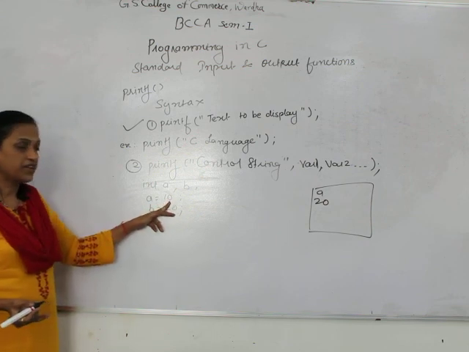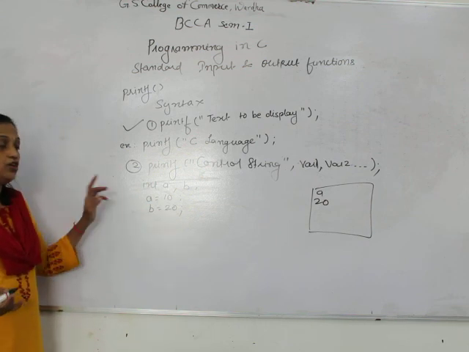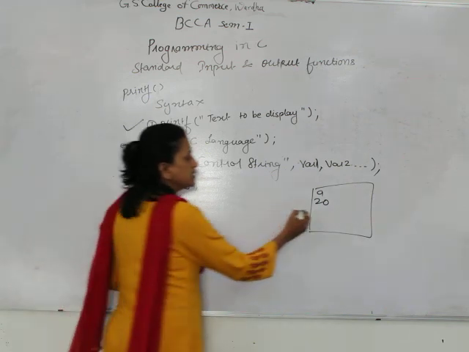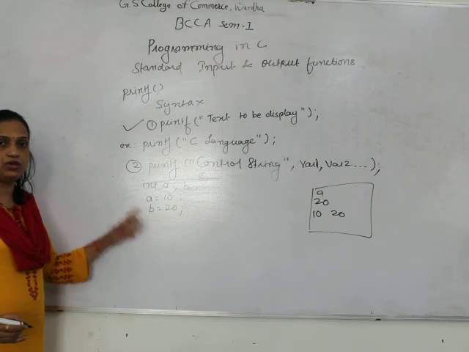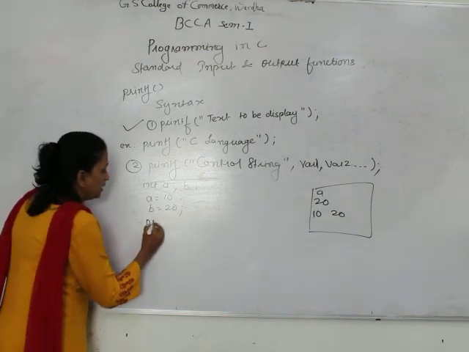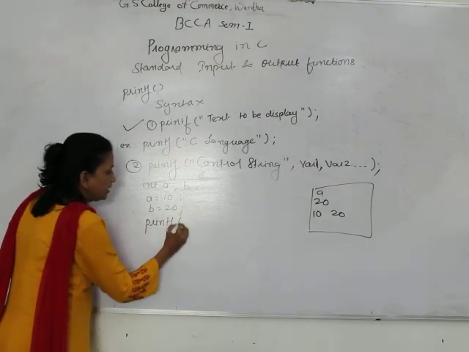So you are assigning 10 to A and 20 to B, and if you want to print the values of A and B, 10 and 20, on the screen, what do you have to do? Printf. You have to use the printf statement.